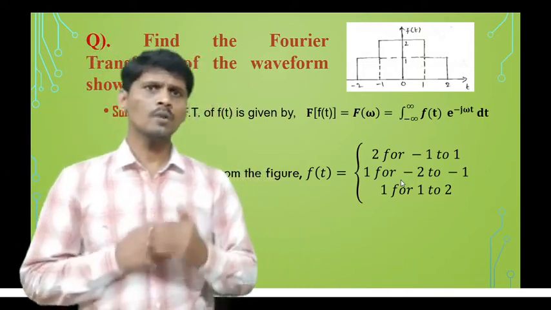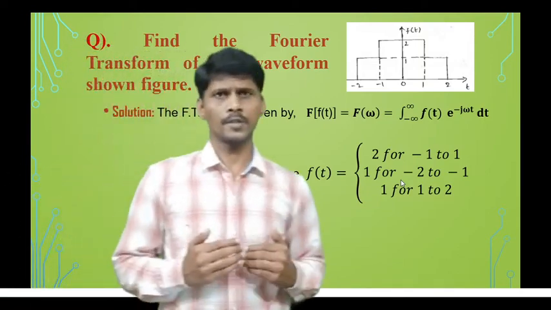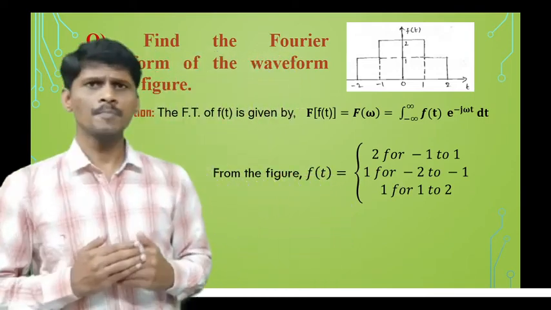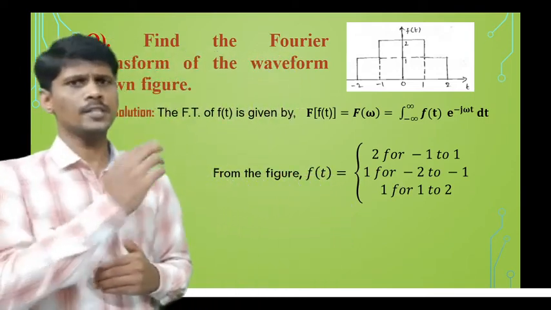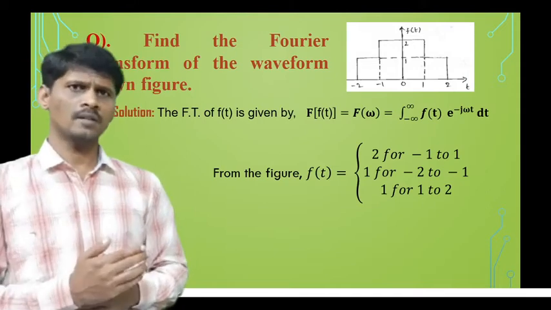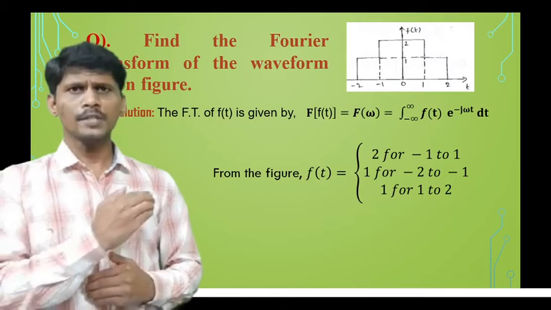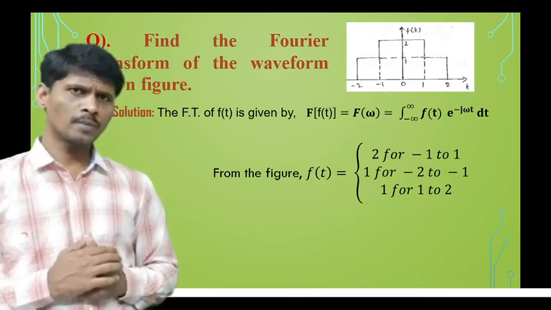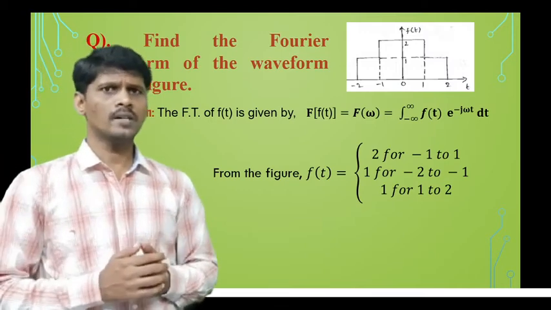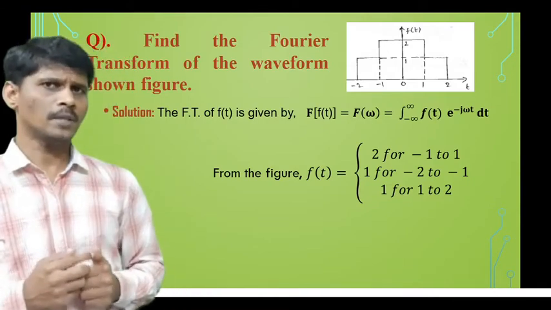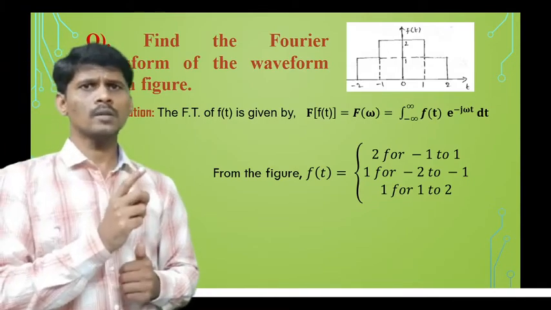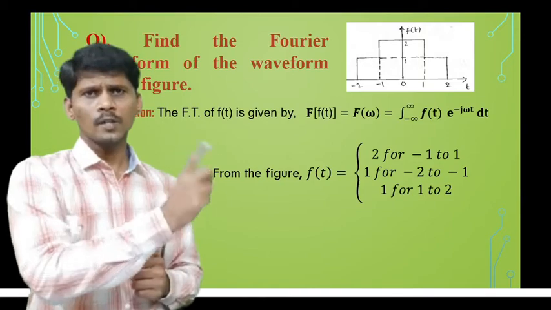Okay, so now applying the definition of Fourier transform. What is the Fourier transform of a signal? The Fourier transform of f of t is defined as F of omega, that is equal to the integral from minus infinity to infinity of f of t into e power minus j omega t dt. Here the function f of t is defined between minus 2 to minus 1, minus 1 to plus 1, and 1 to 2.